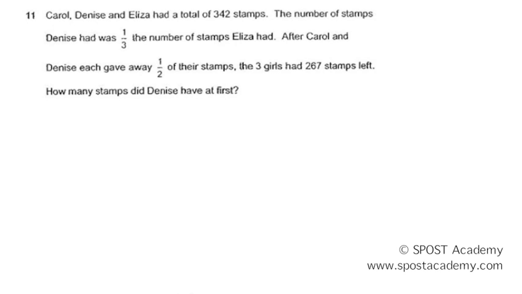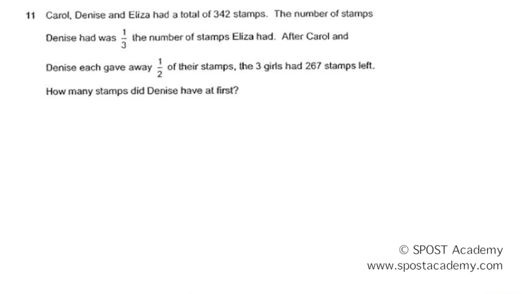Carol, Denise, and Eliza had a total of 342 stamps. The number of stamps Denise had was 1/3 the number of stamps Eliza had. After Carol and Denise each gave away half of their stamps, the three girls had 267 stamps left. How many stamps did Denise have at first?